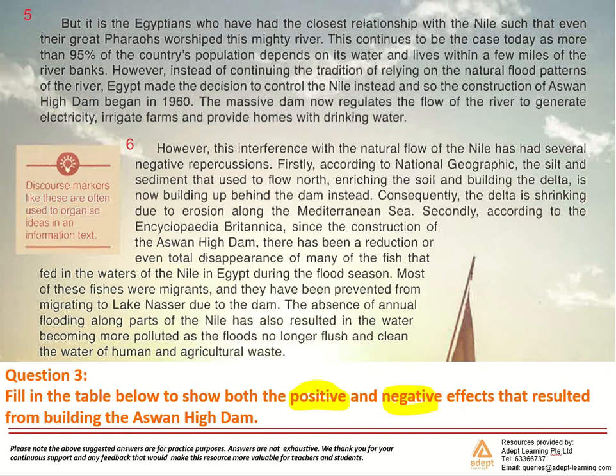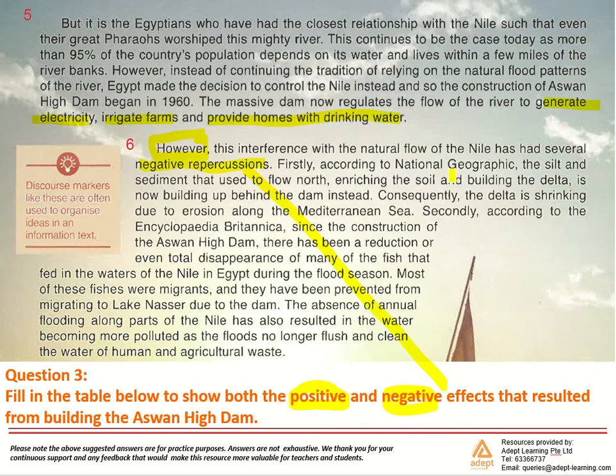So what are the positive effects? One of them is to generate electricity, irrigate farms, and provide homes with drinking water. However, this is a very, very important keyword. It tells me that something on the contradictory side is going to come up soon. This interference with the natural flow of the Nile has several negative repercussions. Again, the words negative repercussions tell me that this is going to be related to that.